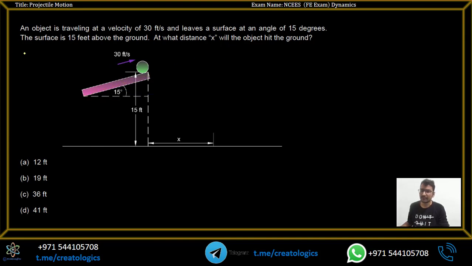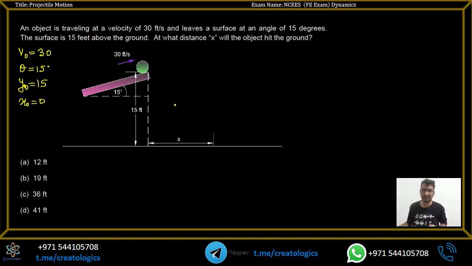Let's rewrite it. We have V naught equal to 30. Also we have the angle theta as 15 degrees, and Y naught, this height, is 15 feet. X naught is 0 because again the ball is starting from that point only, A point let's say. There is no other horizontal distance covered before that.